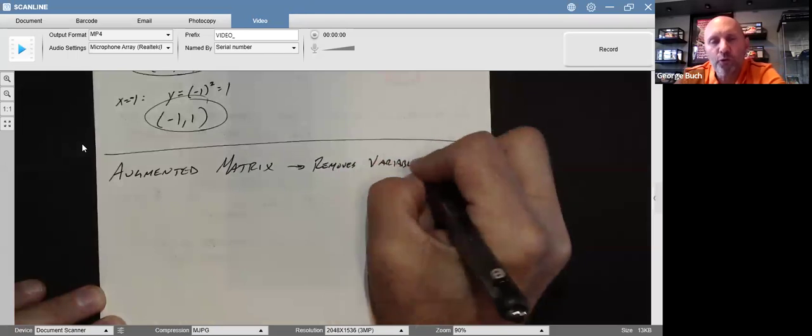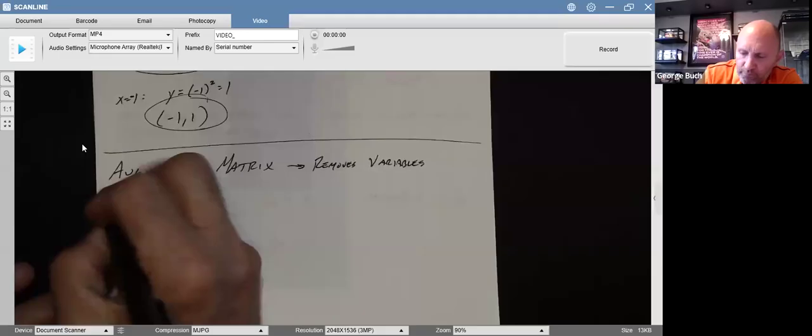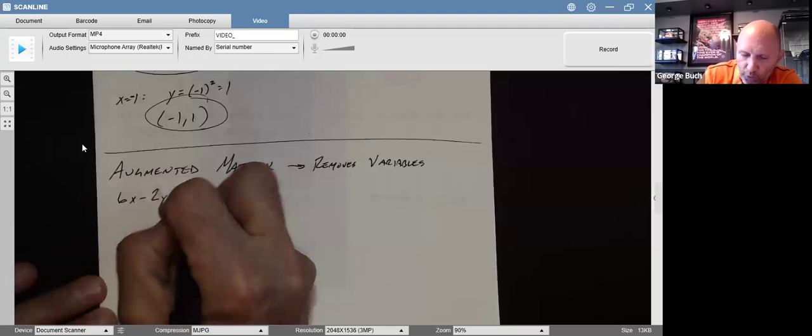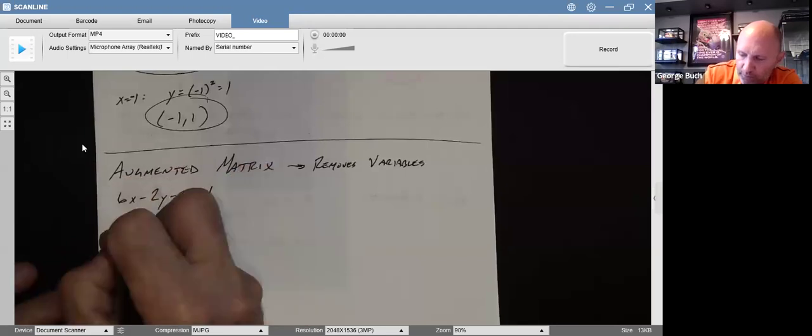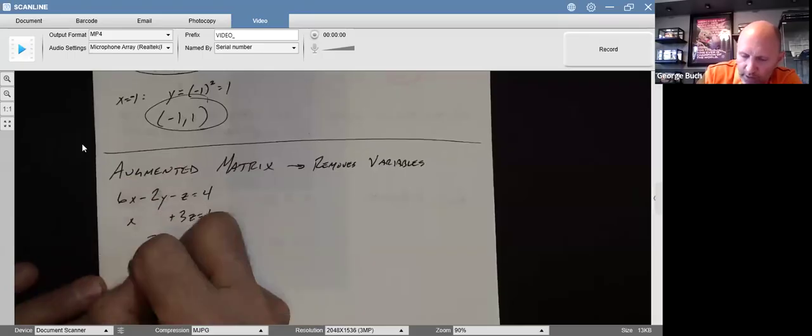So when we were doing a system of two equations, whether it was linear or nonlinear, we had the x's and y's throughout the whole process, solving for x, solving for y, etc. But once we start getting, say, three variables, x, y, and z, it can get really messy if we try to keep those variables within the solution. So let's say we have 6x minus 2y minus z is 4, and then x plus 3z is 1, and 7y plus z is 5.